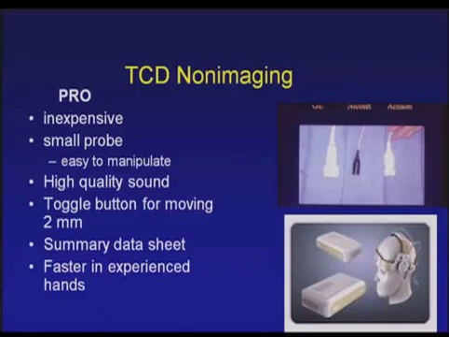Advantages of the non-imaging transducers are that they are relatively inexpensive. The probe is small, so it's easy to manipulate. There's high quality sound, which is critical in making sure you're in the center of the vessel. These are made specifically for transcranial Doppler, so there are toggle buttons for moving every 2 millimeters, there are summary data sheets, and it can actually be quite fast in experienced hands.